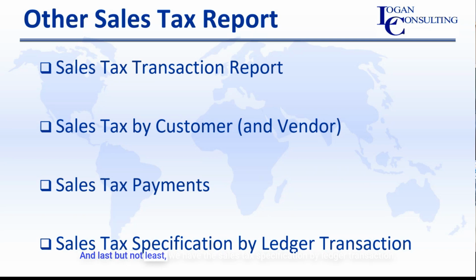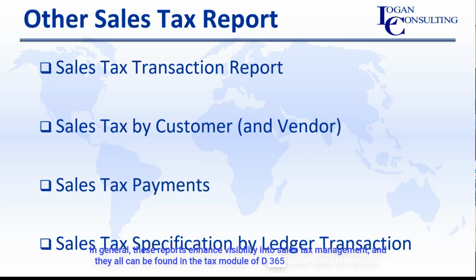And then last but not least, we have the sales tax specification by ledger transaction. So this report is good to act as a sales tax audit report. It provides a detailed view of sales tax amounts associated with individual ledger transactions. This report is essential for businesses to ensure compliance and accurate reporting of their sales tax. In general, these reports enhance visibility into sales tax management, and they all can be found in the tax module of D365 under sales tax reports.